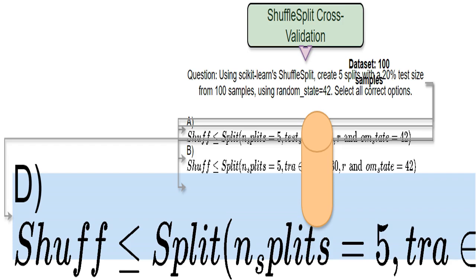Here, I'm specifying a training size of 80%, indirectly defining the test size to be the remaining 20%. This works just as well.